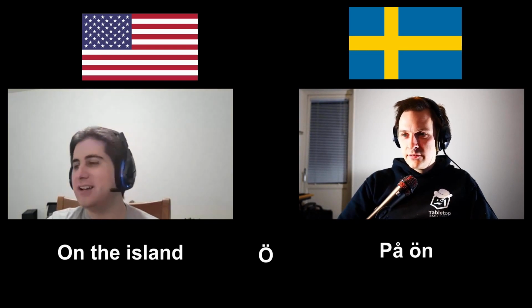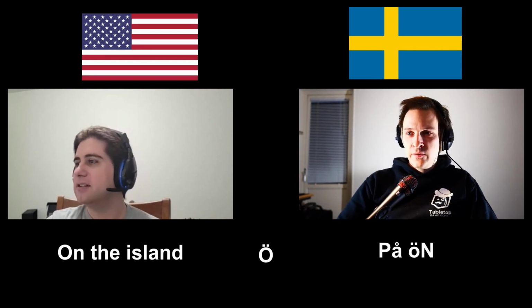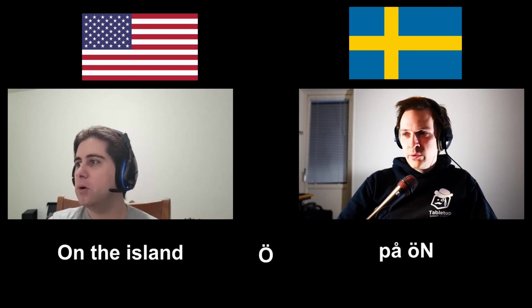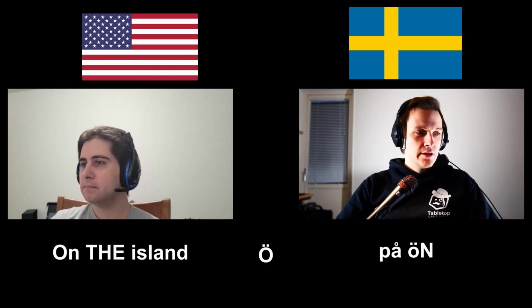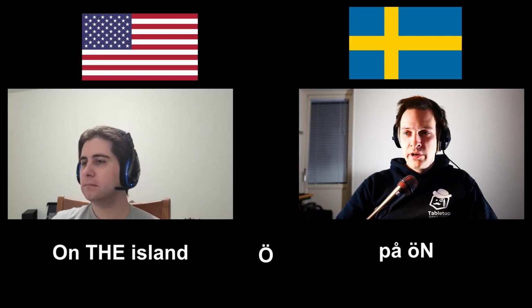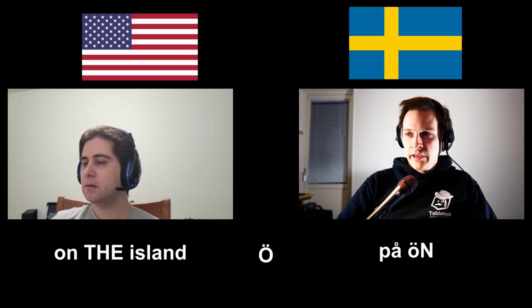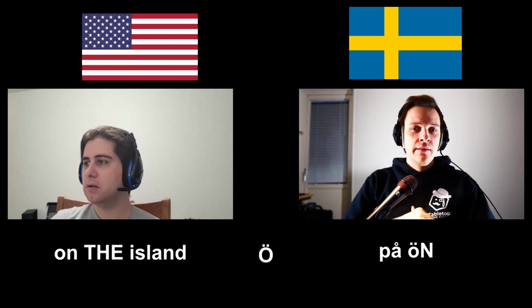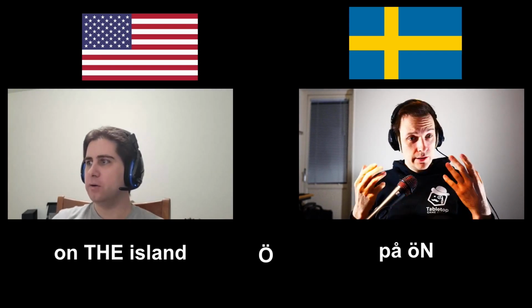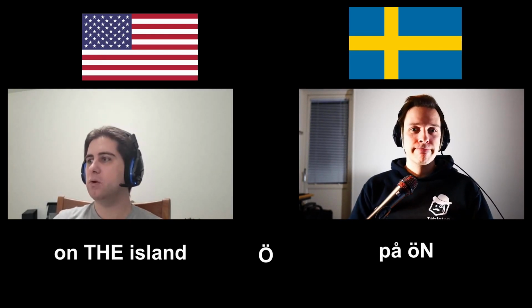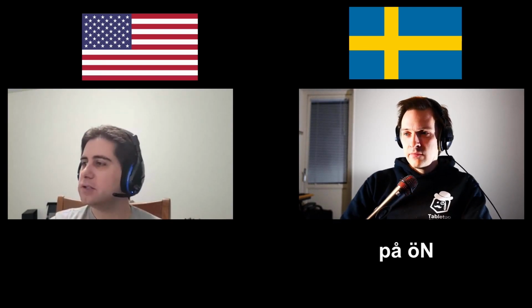Oh, and then the letter N. Yeah, the N is the modifier for the. So the N at the end of the Ö is the definite article, the island. On the island. På ön. Okay. Just like that. Interesting.